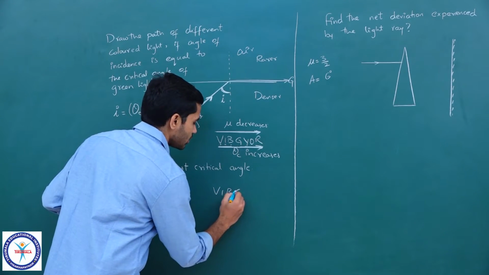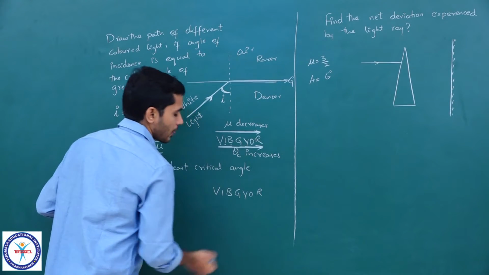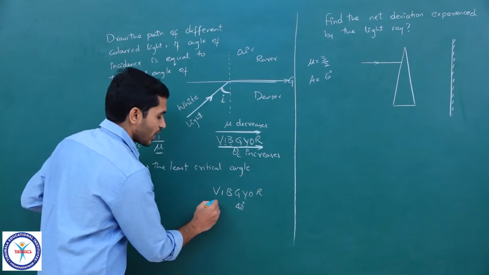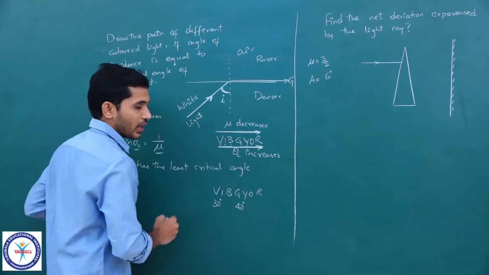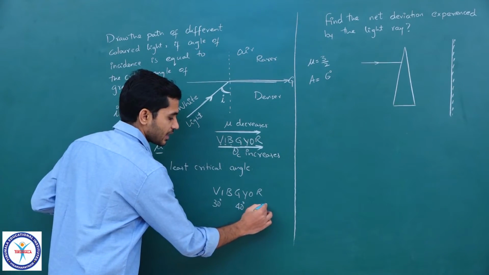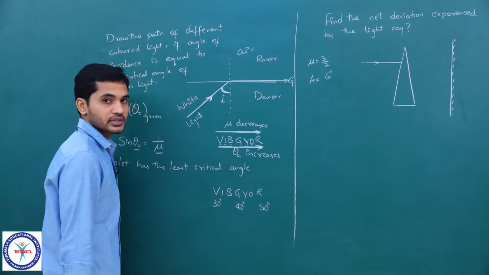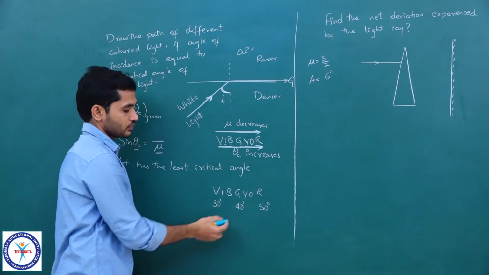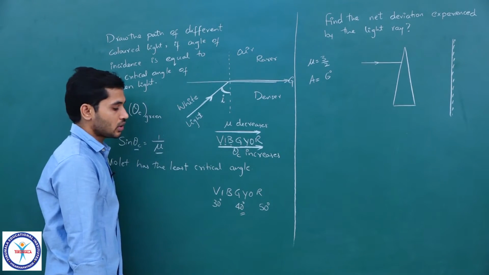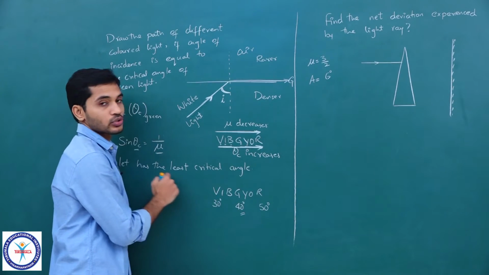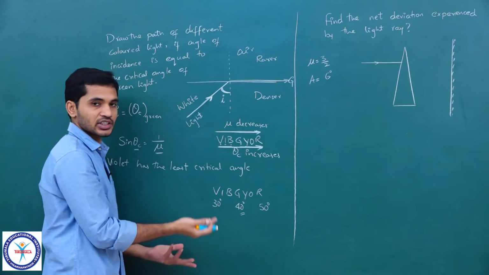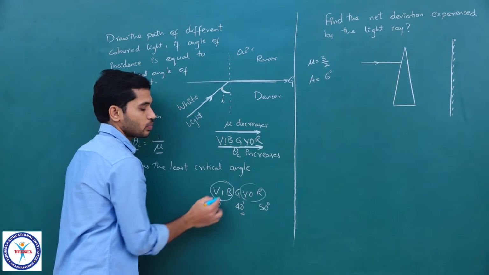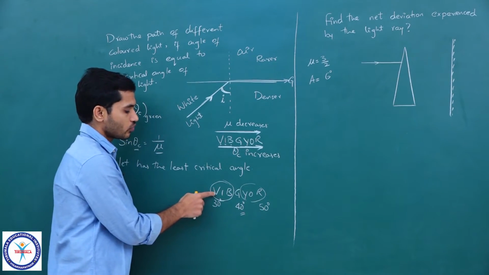So, let us say VIBGYOR. Let us say green has a critical angle of some 40 degrees, violet has a value of some 30 degrees, and red has a critical angle of 50 degrees, correct. Now, think of this scenario. The light ray is incident at 40 degrees. What happens to violet and what happens to red? Let us check, because this whole group behaves in the same manner, VIB.